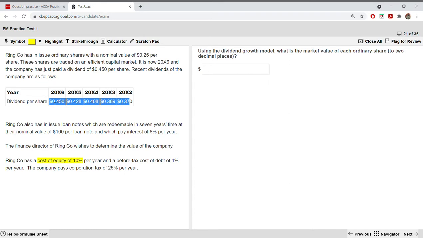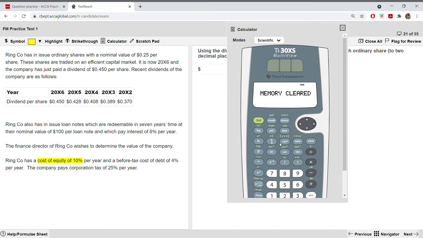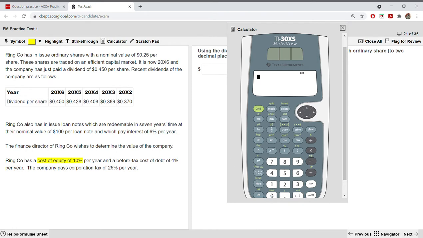Already the current dividend is given. You have to find the growth. Cost of equity is given. So your job is just to find the growth. That's it. Once you find the growth, put that growth in the dividend growth model and find the value. You can use a calculator to do that. So the formula for finding the growth rate when you are given dividends for multiple years is: newest dividend, 2006, 0.45, divided by the oldest dividend. Oldest dividend is 2002, not 2005. You have to take the oldest, 0.37. You can put it in brackets if you want to give it in one go, or you can do it separately.